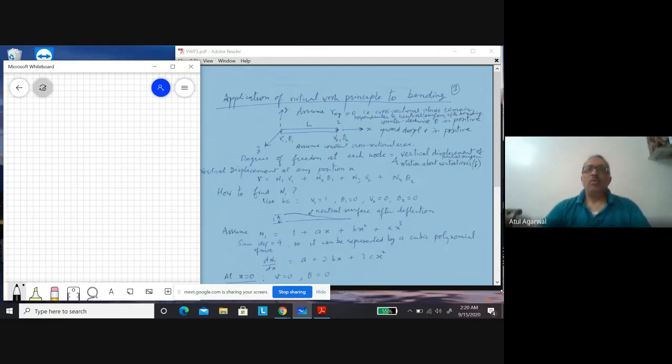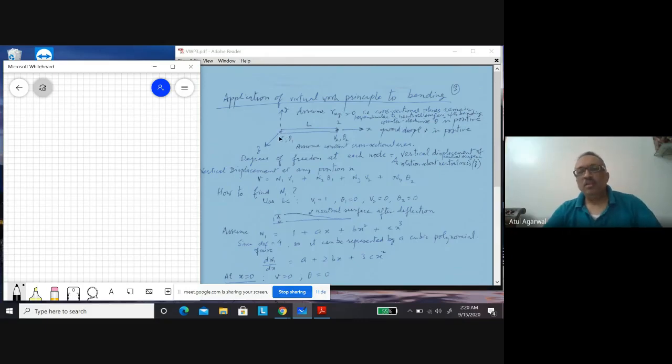I'm going to talk about application of virtual work to problems of bending. So we take a beam of length L, and we take two nodes 1 and 2.